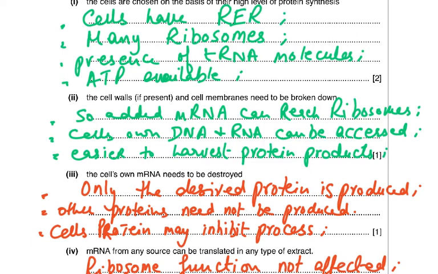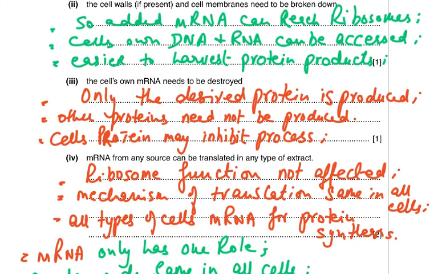Then the next part says the cell's own mRNA needs to be destroyed. Why? Because we don't want the cell's own mRNA to make the protein specific for that cell. We want the protein of our choice. We don't want the normal protein. Say, for instance, a cell from the pancreas will make insulin. We don't want insulin. We want proteins of our own choice. So only the desired protein is produced. Other proteins need not be produced. Cell proteins may inhibit the process. The cell's own protein may inhibit the process, so that would again cause problems for us.